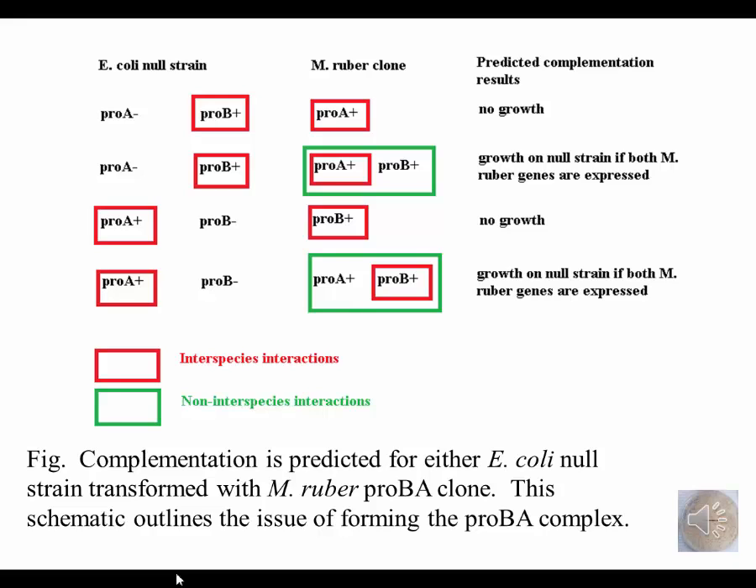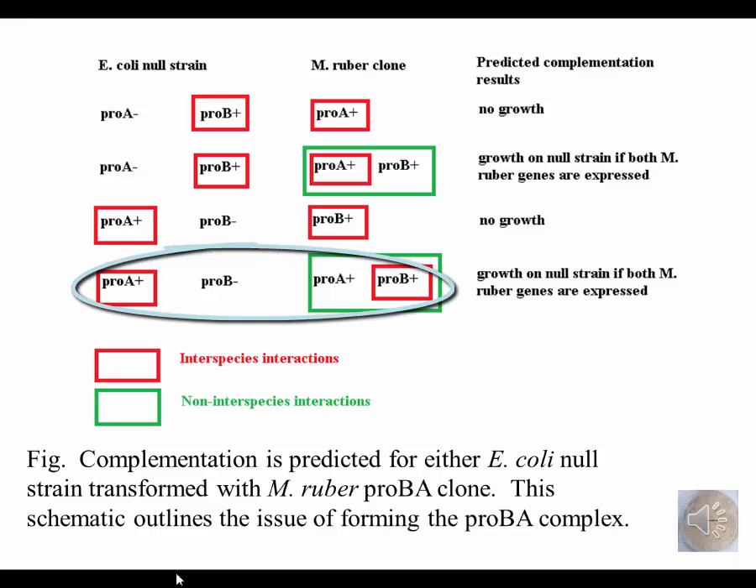However, my hypothesis is that if we transform the E. coli Pro-A auxotroph with an M-Ruber Pro-A Pro-B clone, hopefully the M-Ruber Pro-A Pro-B clone would interact to form a functional Pro-B as well as a functional Pro-A, and that we get complementation. Because in that scenario, you wouldn't have to have an E. coli protein interacting with an M-Ruber protein. It could happen, but it wouldn't have to happen.